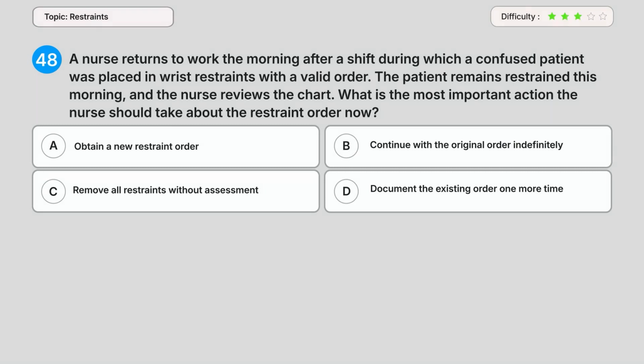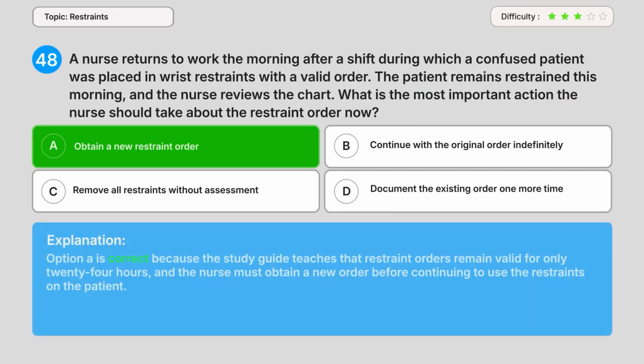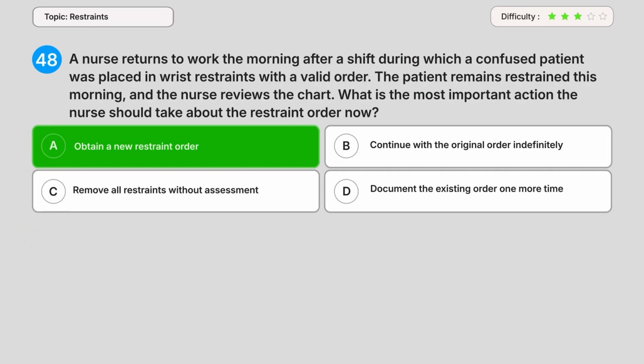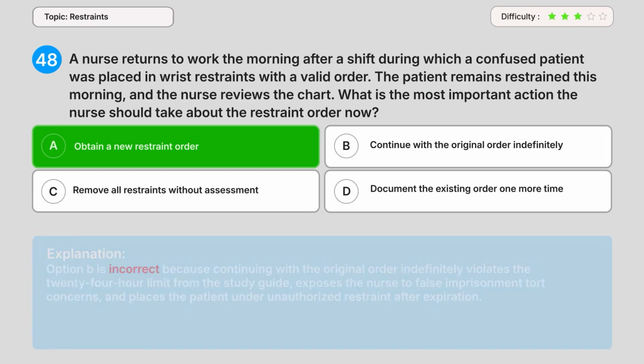Correct answer: A. Obtain a new restraint order. Option A is correct because the study guide teaches that restraint orders remain valid for only 24 hours, and the nurse must obtain a new order before continuing to use the restraints on the patient. Option B is incorrect because continuing with the original order indefinitely violates the 24-hour limit from the study guide, exposes the nurse to false imprisonment tort concerns, and places the patient under unauthorized restraint after expiration.